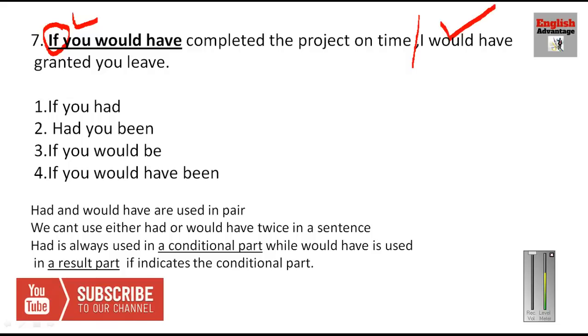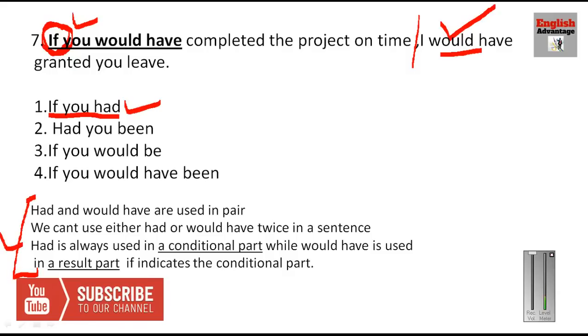This indicates that some result comes if the condition gets fulfilled. So that is why this is the result part and this is the conditional part, and we can always interchange the conditional part with the result part, but the "had" will always come with the conditional word, that is "if." So here you have to say, "If you had completed the project on time, I would have granted you leave." This is how this sentence will be corrected, and this will be the correct answer. In place of "if you had," you can always say "had you." "Had you" is also acceptable. I have given this explanation also, you can go through it.